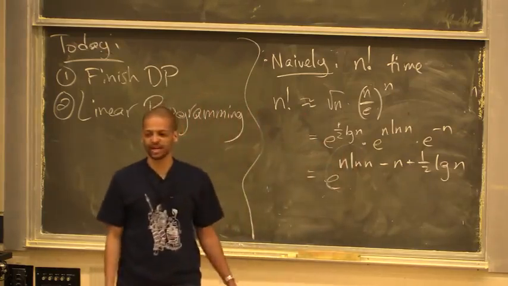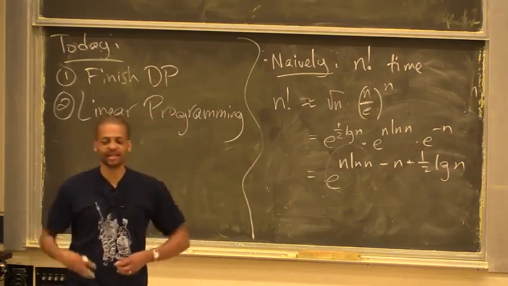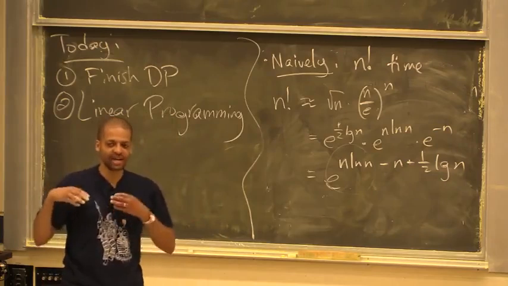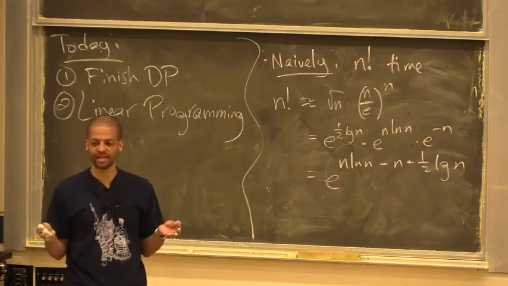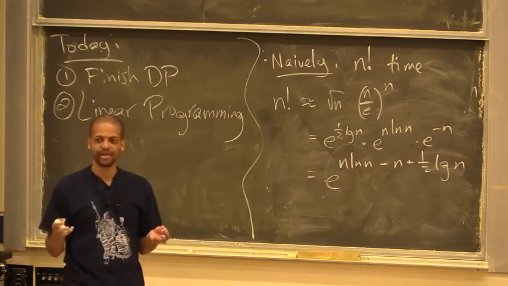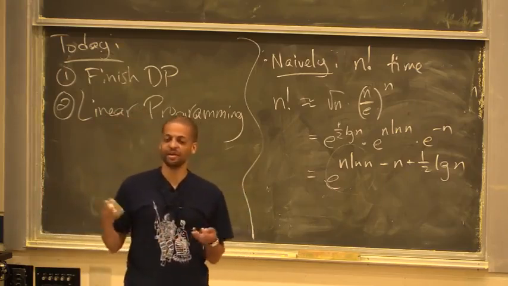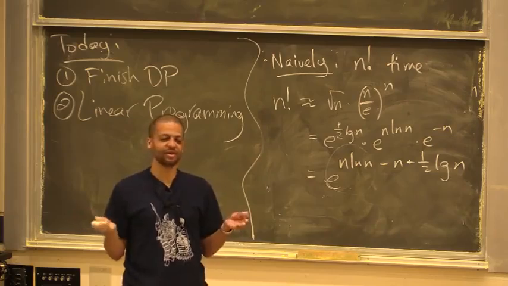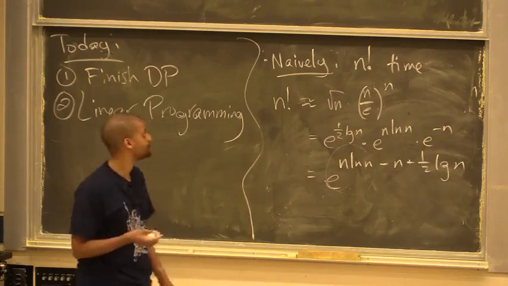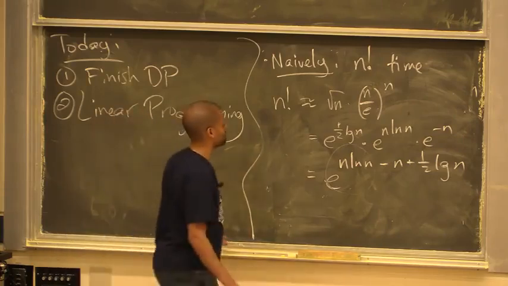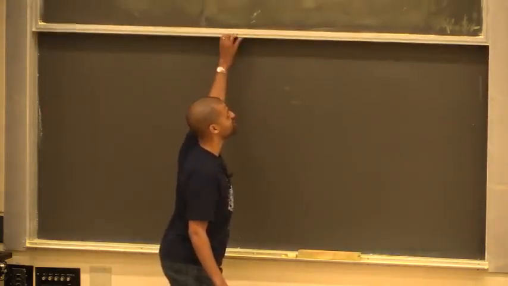This is worse than exponential. Exponential time would be like 2 to the n or 10 to the n. This is not 2 to the n, this is 2 to the n log n. So this is worse than an exponential running time. If we can manage to improve the runtime to exponential, that would be a win. Even though normally we don't like exponential time, it's at least better than n factorial time. So we're going to do that using dynamic programming.